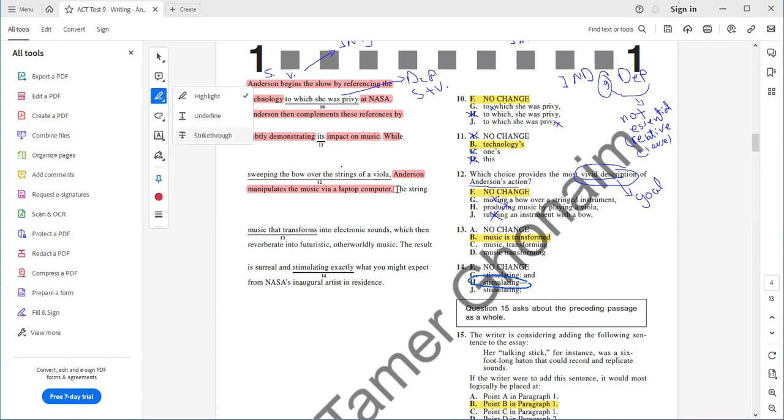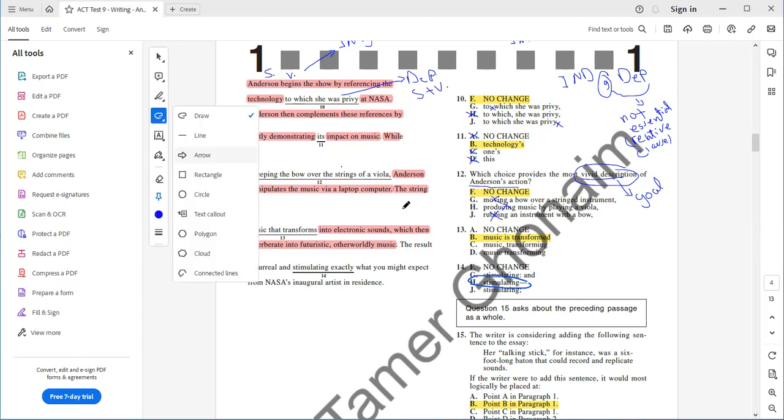Okay. Number 15, yeah? The writer is considering adding the following sentence. No. Here, number 13. Where did you go? Okay, sorry. Anderson manipulates the music via laptop. The string music that transforms into electronic sounds, which then vibrate into futuristic otherworldly music. Into futuristic otherworldly music. Okay, Dr. Ahmed.